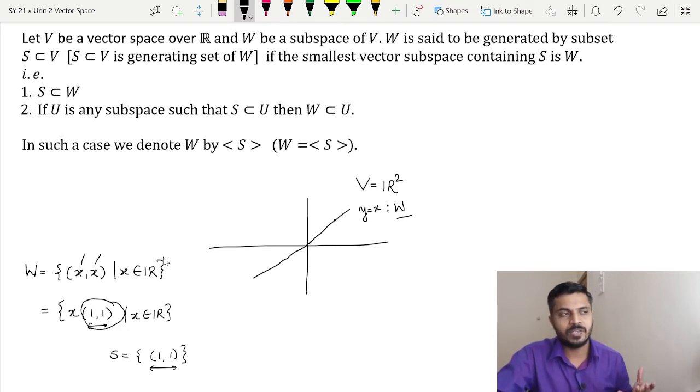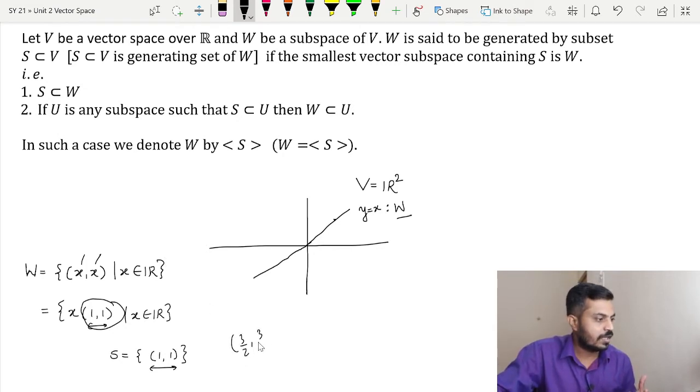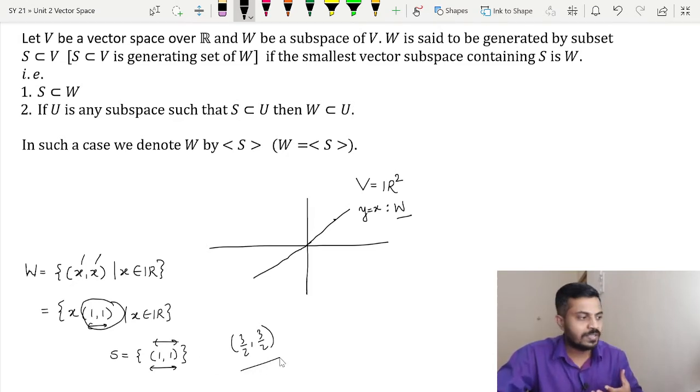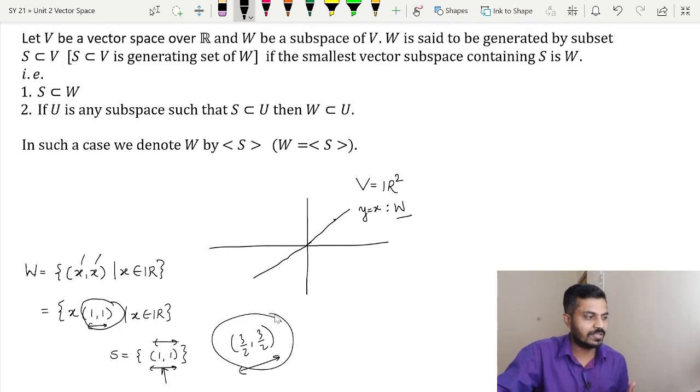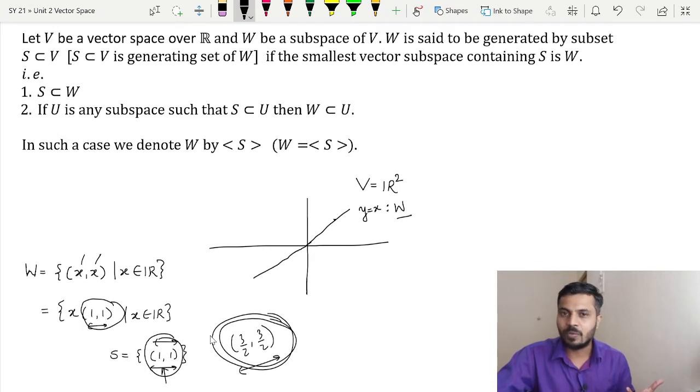So let us think of one element of W that comes to my mind, let us say (3/2, 3/2). With the help of this vector (1, 1), I will be able to get this vector (3/2, 3/2). How? Simply I will multiply it by 3/2. So if I multiply this vector by 3/2, I will get this vector. Okay, this is the meaning. And not only this vector, I will be able to get any element of W. So let us say I want (1 lakh, 1 lakh). I can get it with the help of this element. Simply I will multiply it by 1 lakh, right? So this is the meaning of the generating set.